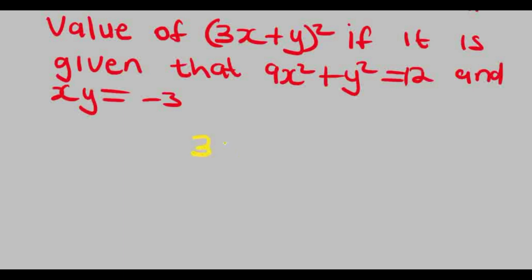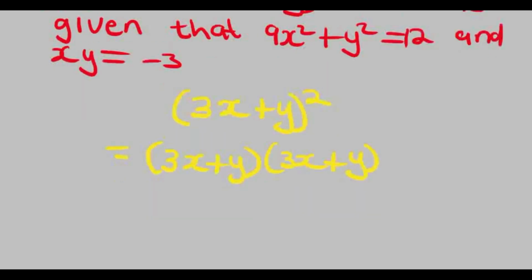We've got (3x + y)². So now we need to expand and simplify this first. Okay, let's expand, because we will have (3x + y) and again (3x + y). Right. So now we will have 3x times 3x, that is 9x².